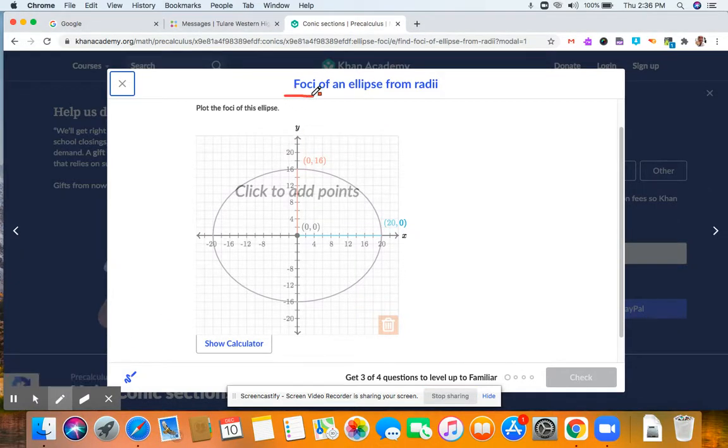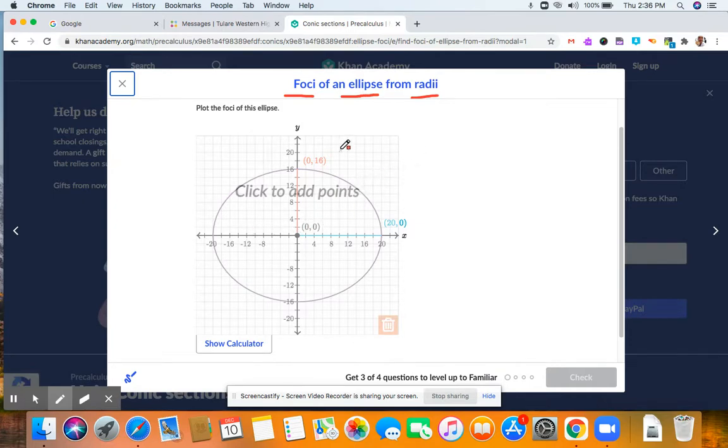Okay, we are looking at the foci of an ellipse from the radii. Let's remind ourselves we've got a major radius and a minor radius. The major radius is the larger one, the minor radius is smaller. We're not even needing the equation of an ellipse here. They're giving everything we need laid out for us already.